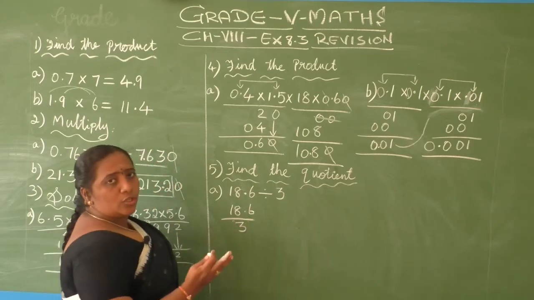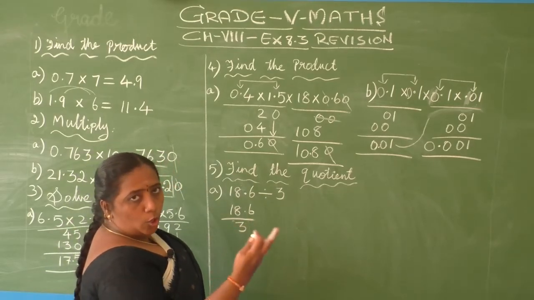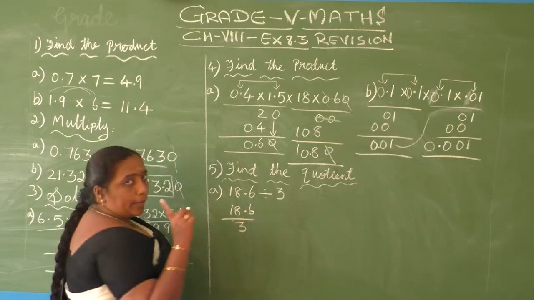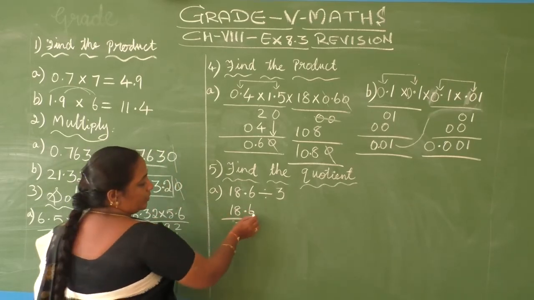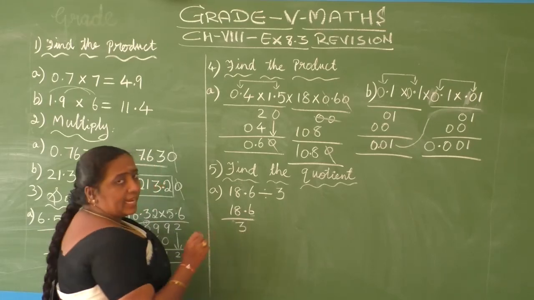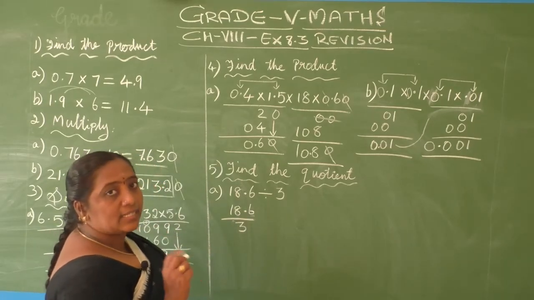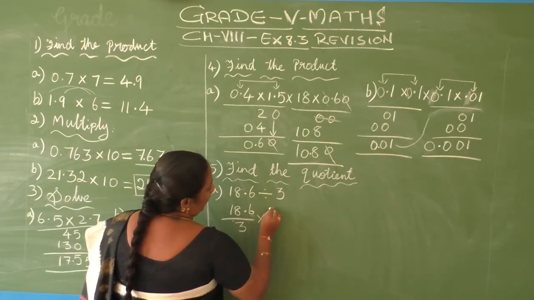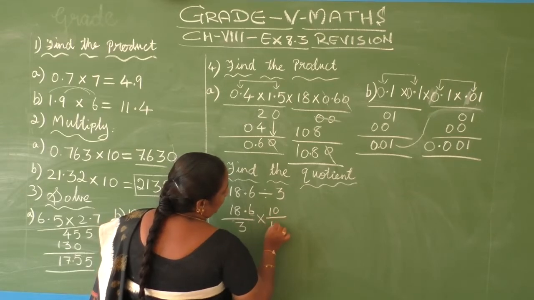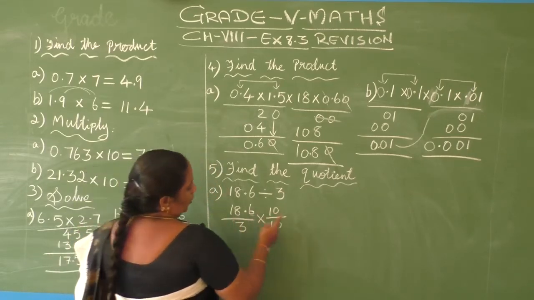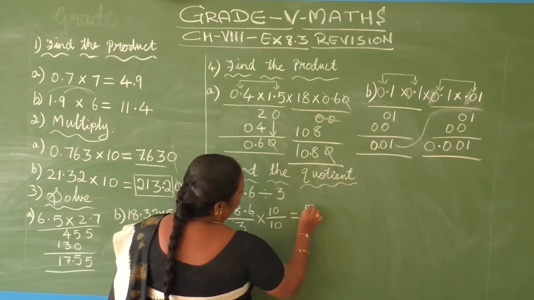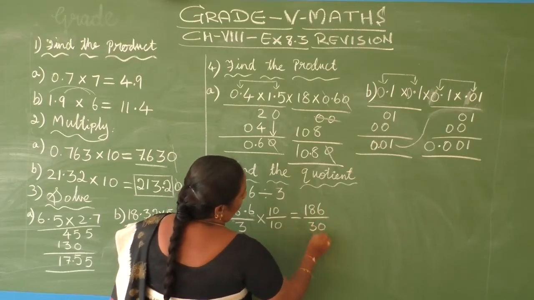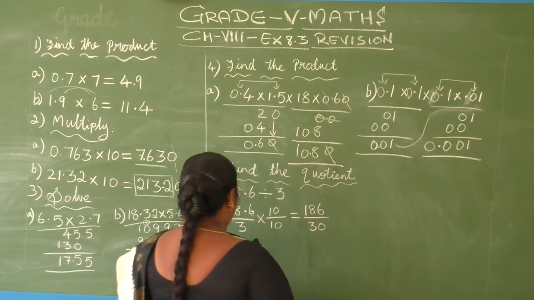First I am going to make this decimal number a whole number. How can I make the whole number? After the decimal point I have only one place. What is the place value for this 6? It's the tenths place. So I am going to multiply by 10 over 10. Then only I can make this number a whole number. So what will come? I multiplied, so 186 by 3 tenths are 30. 3 tenths are 30.